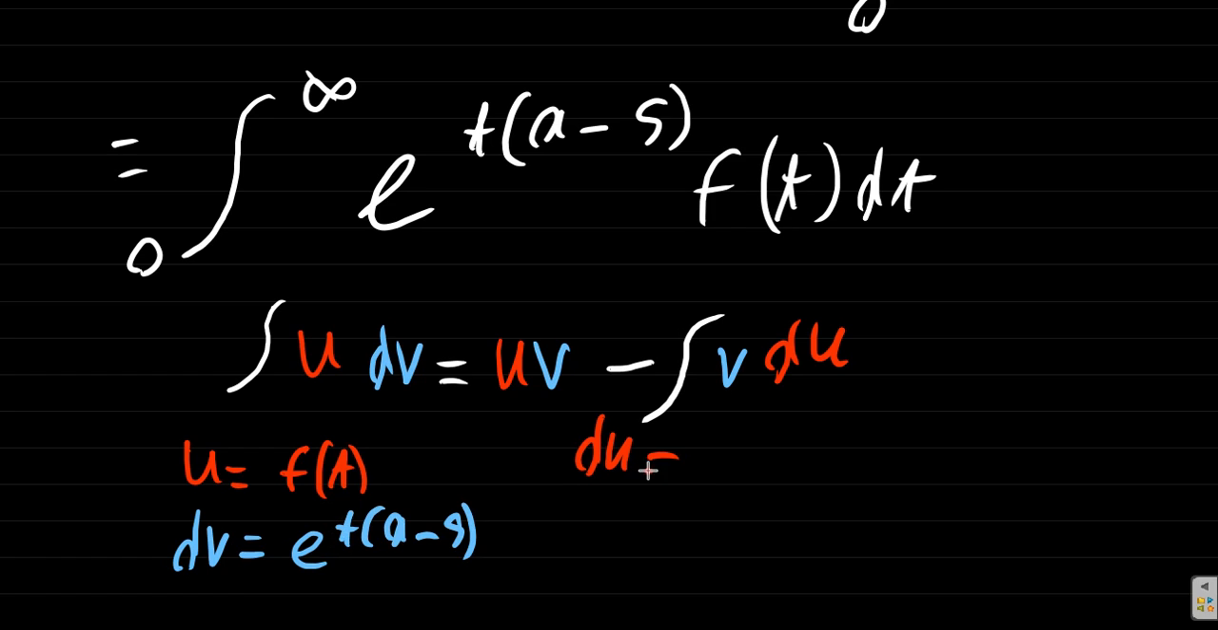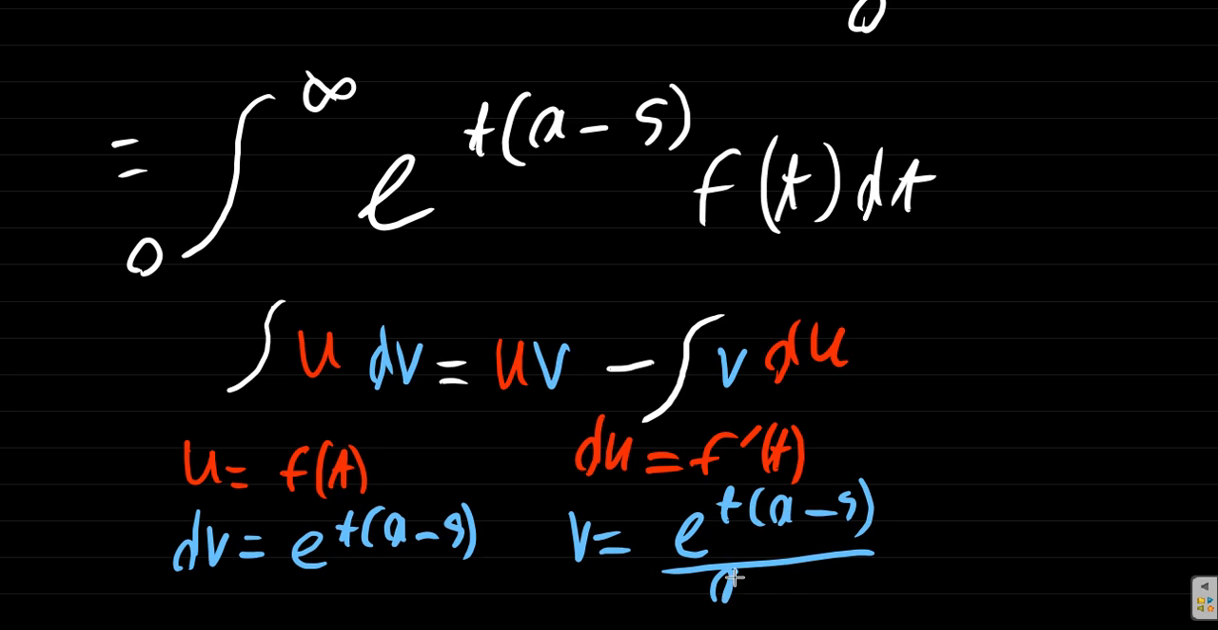So du is equal to, you have to differentiate f of t, so it's f prime of t, and then v is the integral of e to the t times a minus s. So we integrate that. What we would get is e to the t times a minus s divided by a minus s. If you work it out using integration by substitution, that's what you would get.